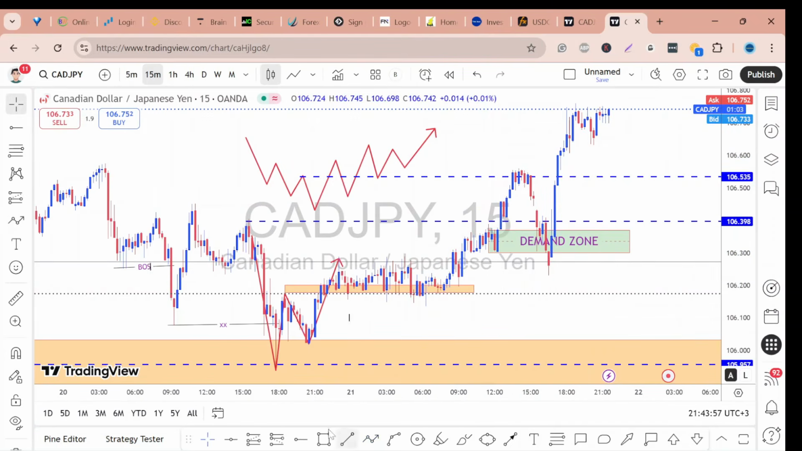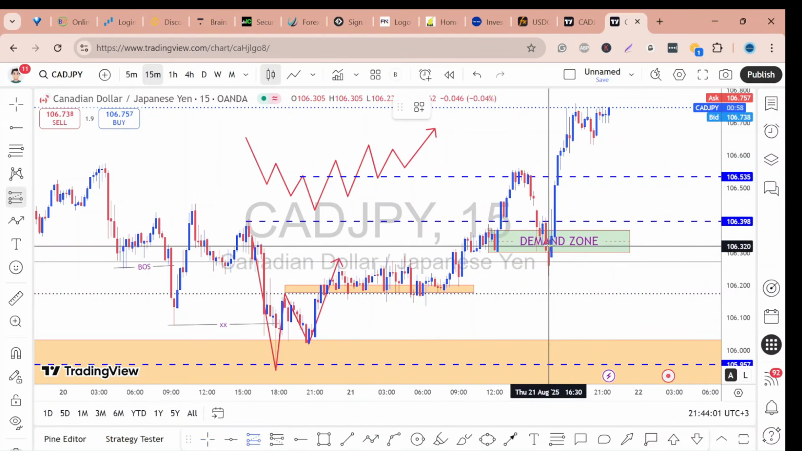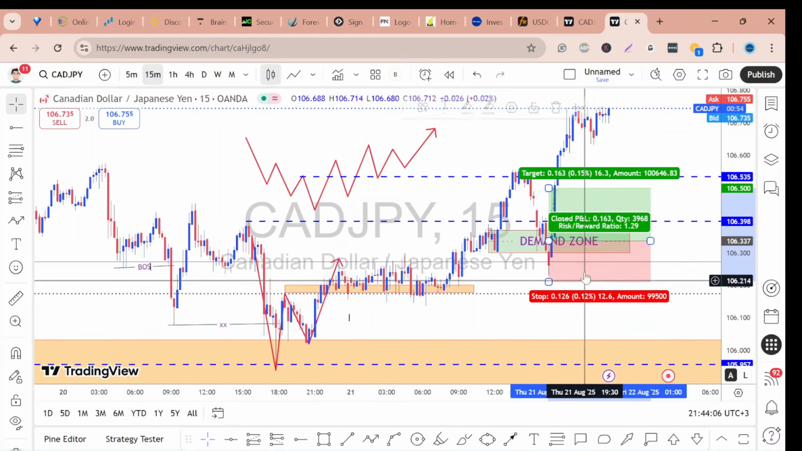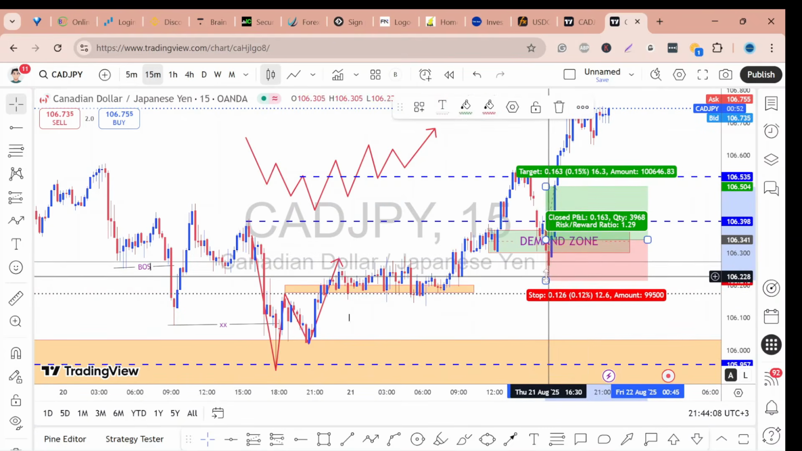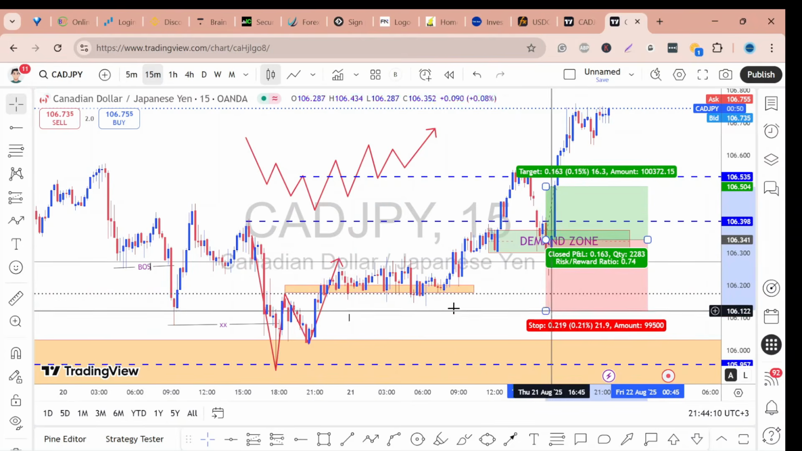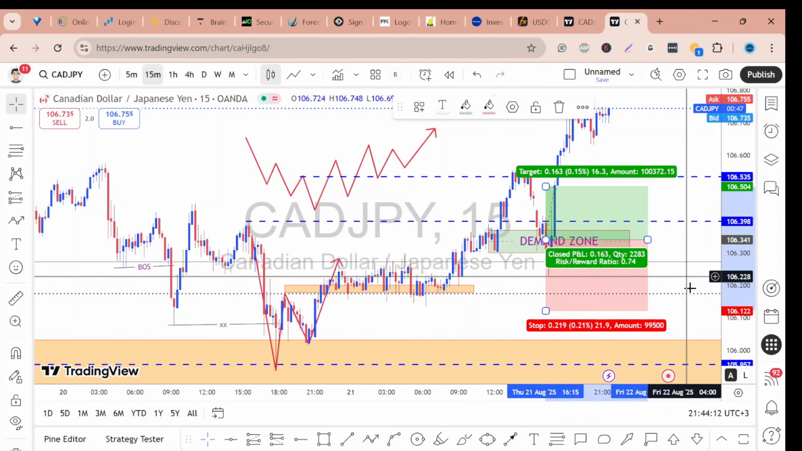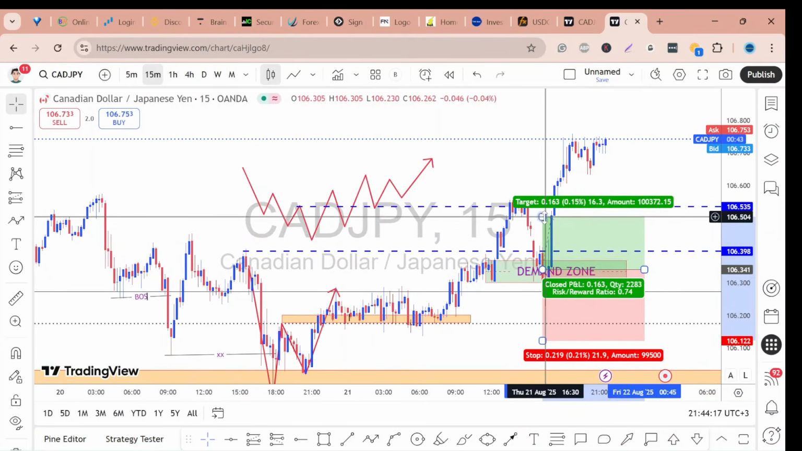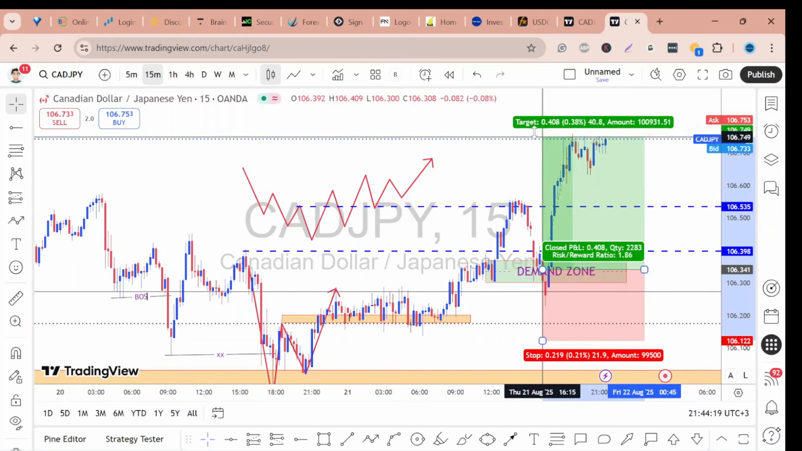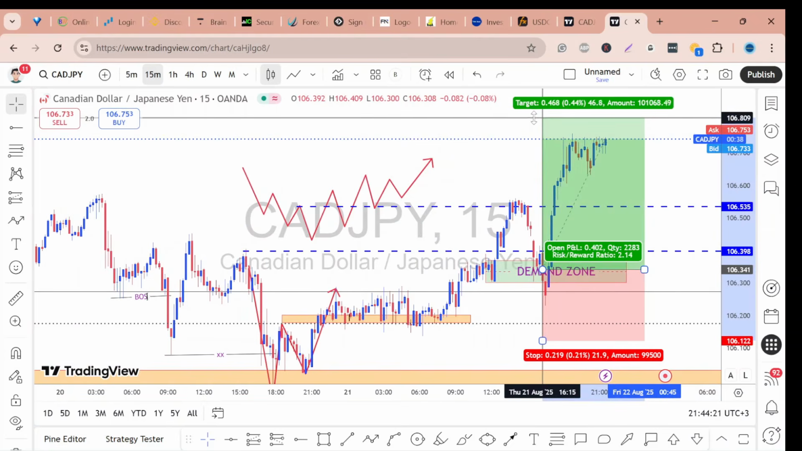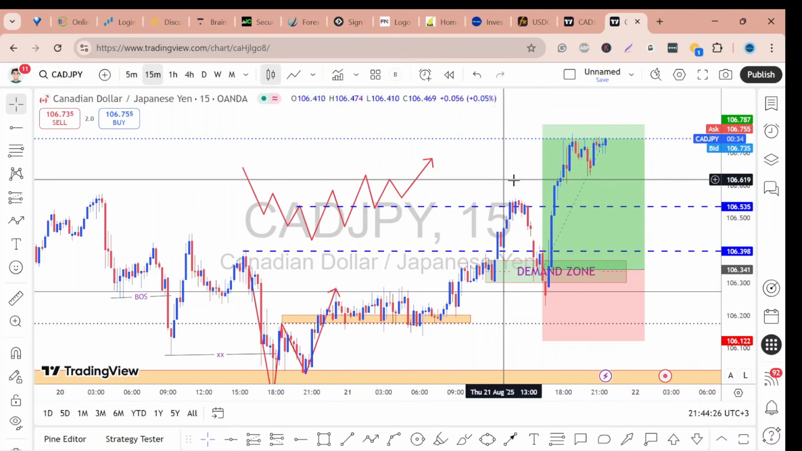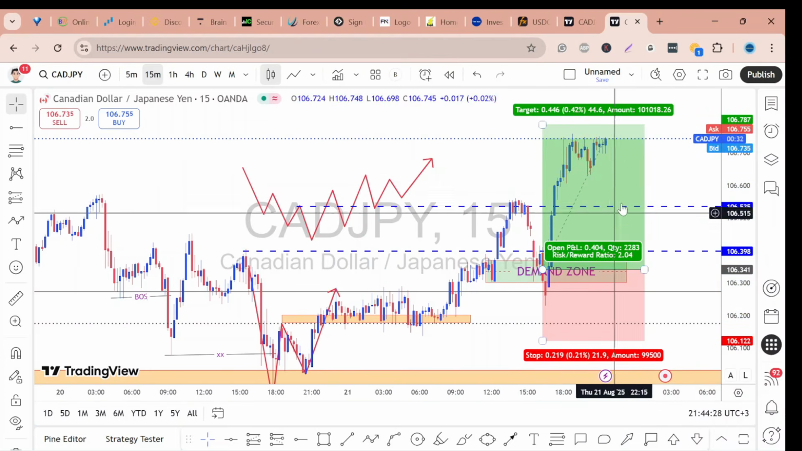So this could also be an entry model for you. You can enter from the 50% of that demand zone. Your stop loss just below this swing would be like 22 pips. Then a target of 1:2. As I have said, this is a counter trend move, so you cannot target so high. So as you can see, this is a CAD JPY setup. The trade is still active.